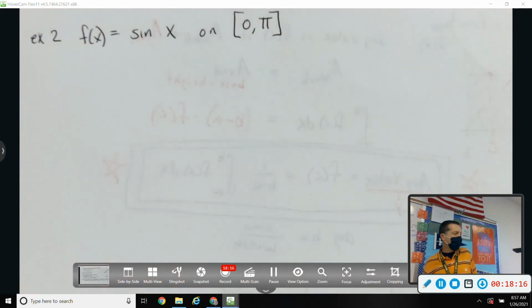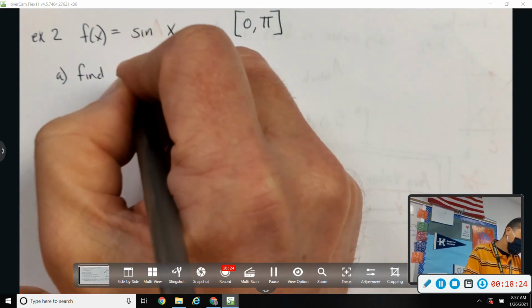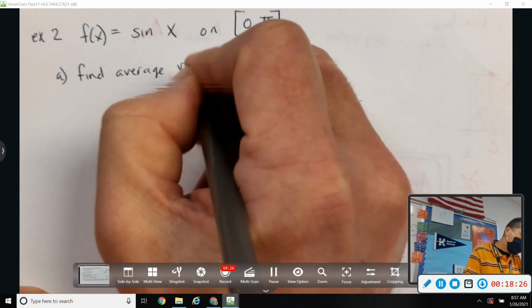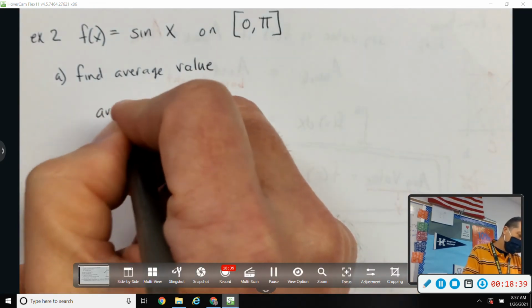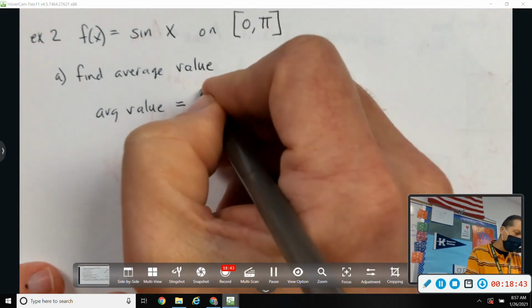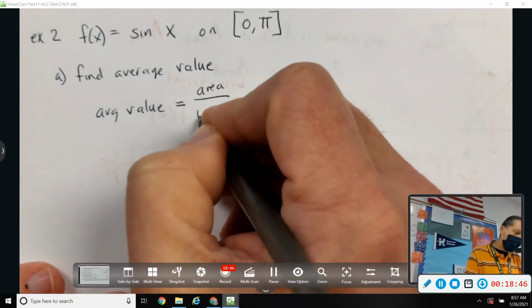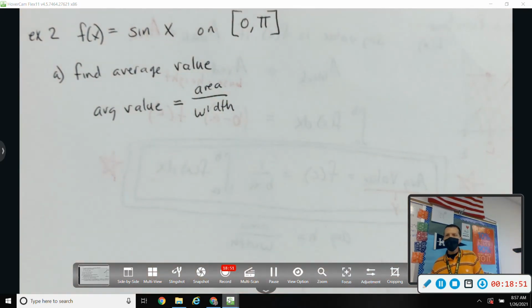If f of x equals sine of x on 0 to pi, it's going to be the same two questions. Find the average value, that's the average height, and then part B will be, where does that happen? And obviously it's got to be between 0 and pi. Alright, average value. I don't really memorize the formula. I have the words memorized more than the formula memorized. It's the area divided by the width. The total area divided by the width of the interval.